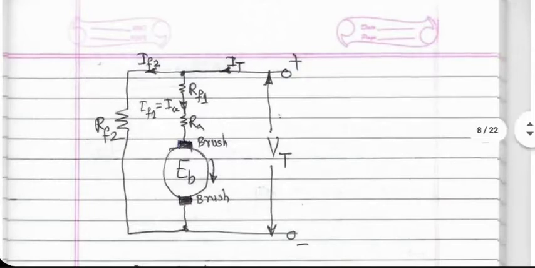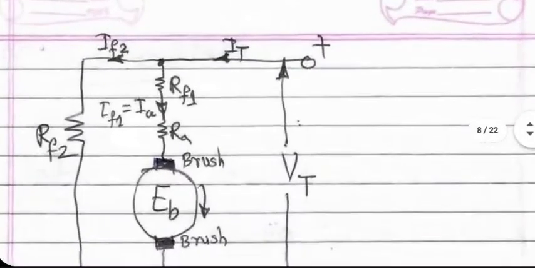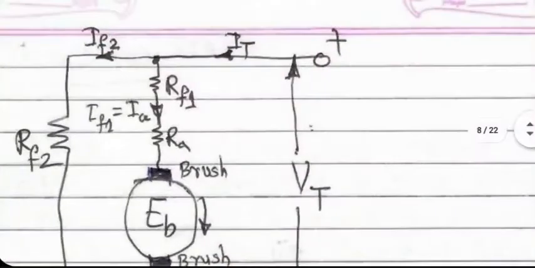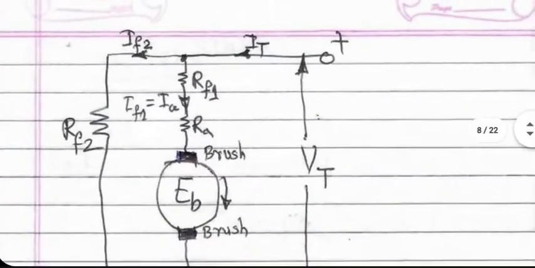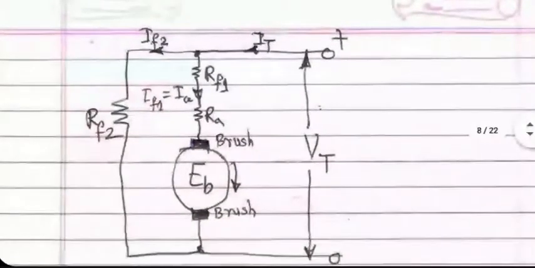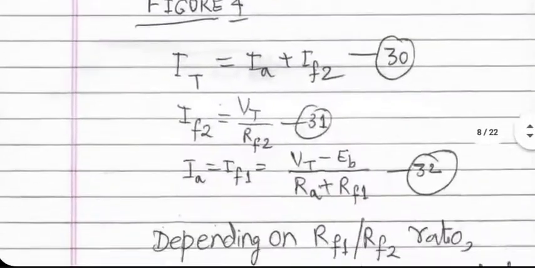I am calling currents as shown here. IF1 is the same as IF, which is same as IA. IF2, of course, will be VT divided by RF2, and IT, of course, will be equal to IF2 plus IF1, and IF1 is IA. So all that is written here.